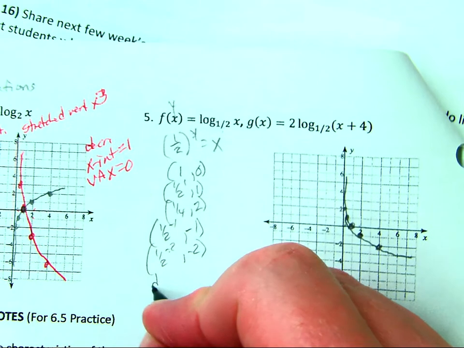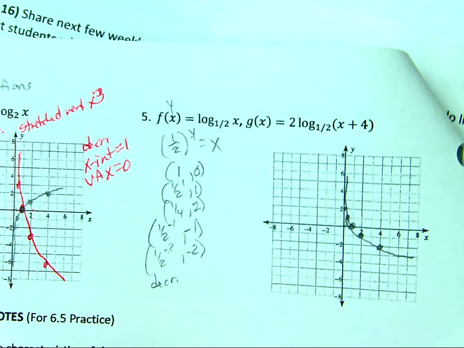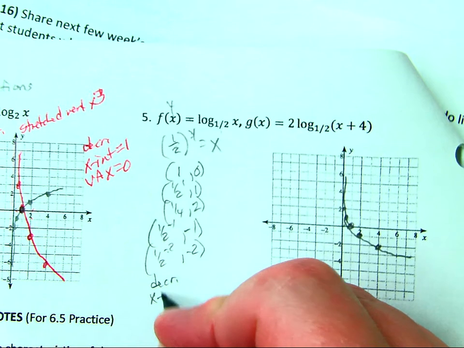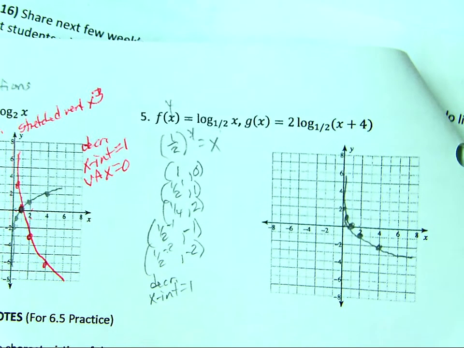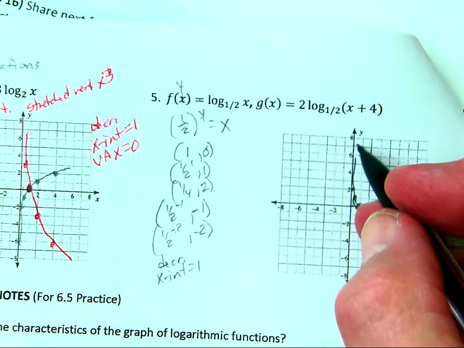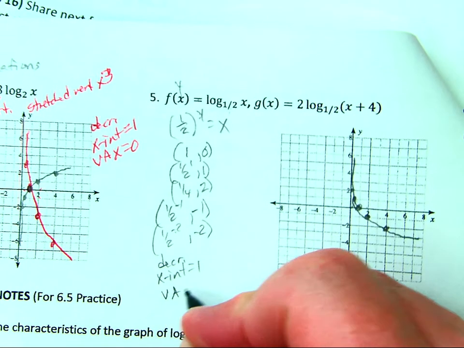So it's decreasing, so it's a decay function. It has an x-intercept at 1, and it has a vertical asymptote at x equals 0.